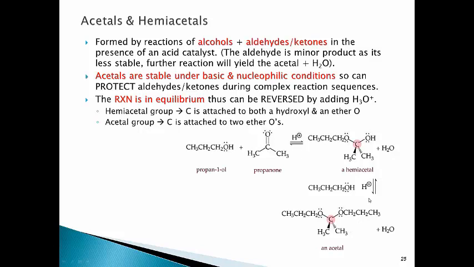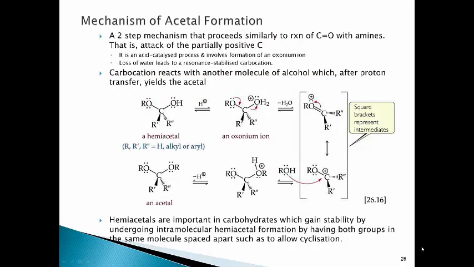Okay, so it's under equilibrium and it's reversible. If it's under an acidic condition, you can remove these groups and go backwards. So the reaction is at equilibrium. The hemiacetal group is your carbon with an OR and an OH, and your acetal is with two ORs, so two ethers. So remember we talked about ethers last week. So let's have a look at the mechanism of the acetal formation.